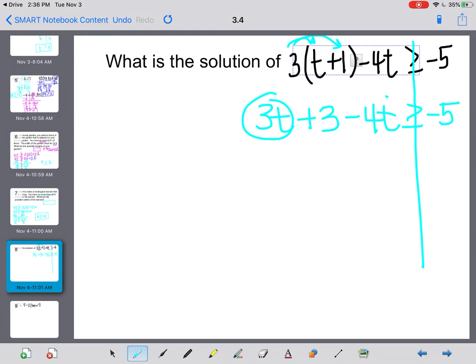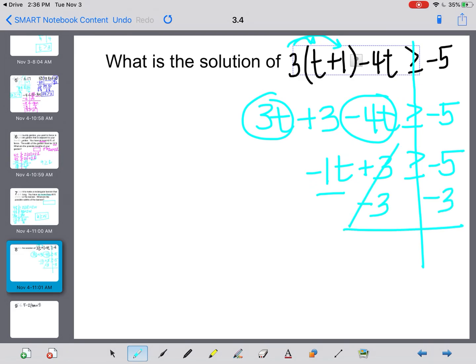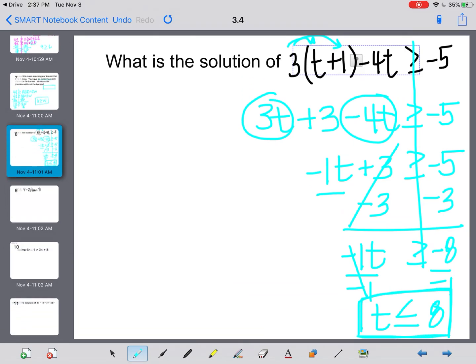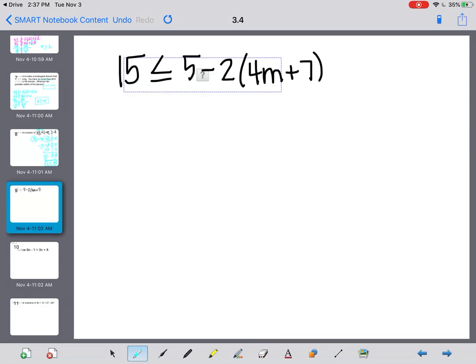All right, so when I distribute, I get 3t plus 3 minus 4t is greater than or equal to negative 5. When I combine my like terms, I end up with negative 1t plus 3 is greater than or equal to negative 5. Here's my couple, so I'm going to get rid of the third wheel by subtracting 3. So I have negative 1t is greater than or equal to negative 8. Then I'm going to divide by this negative 1, and because I'm dividing by a negative, I'm going to switch my inequality so that it now says less than or equal to, and find out that t has to be less than or equal to a positive 8.